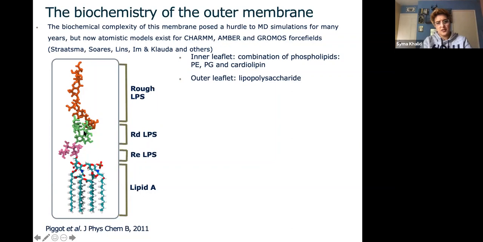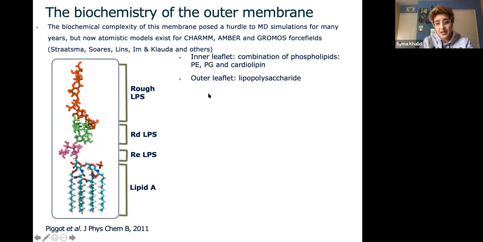So when I started my group, there was only one model available for LPS, developed by Tjerk Straatsma and Teresa Suarez. This was using the Amber force field. The sugars were very accurate, but I think it's fair to say there were some inaccuracies in the tail group. At that time, my group, and independently of us, Wonpil Im and Jeffery Klauda started developing models of LPS. Im and Klauda used the CHARMM force field, whereas in my group, we use a GROMOS force field.